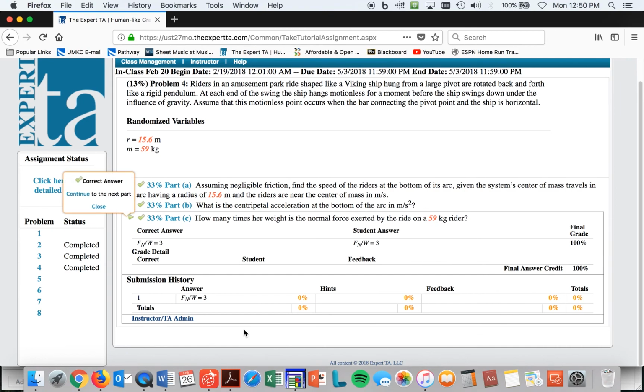Correct answer. I think most of y'all are going to get 3, right? Because I was using 16.6 and 60, and this is 15.6 and 59. They still give me the correct answer, so we're good. That's a long one, so we'll go on to the next one.